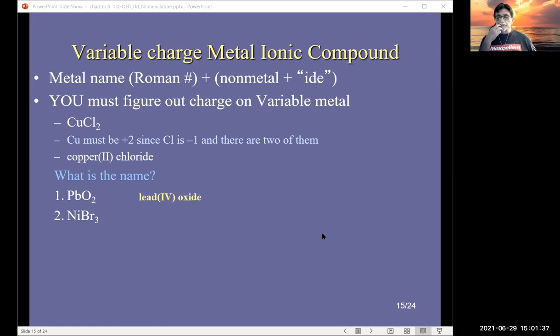Okay, what about this? We know the parent name is nickel, and we know we have bromide, right? So nickel 3 bromide. How do I know that? Because I know that each bromide has a -1, and there's 3 of them because of the subscript 3. So that means I have a total of -3 charge, which tells me the nickel must be a +3. Therefore, this is nickel, Roman numeral 3, bromide.